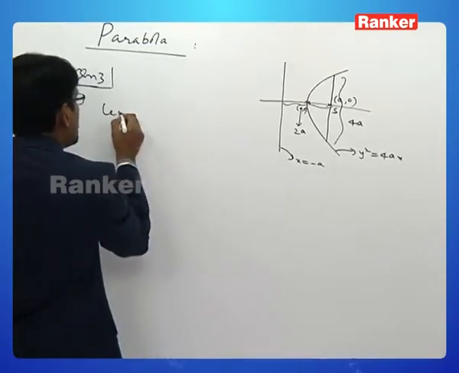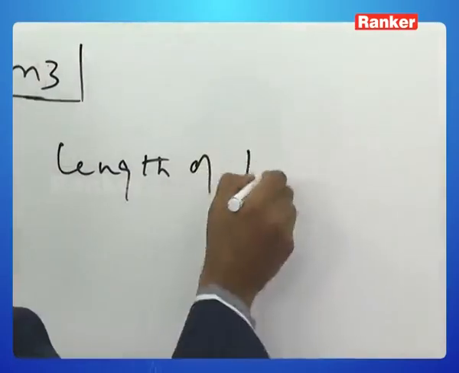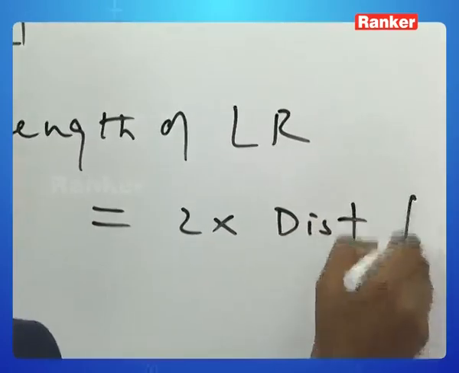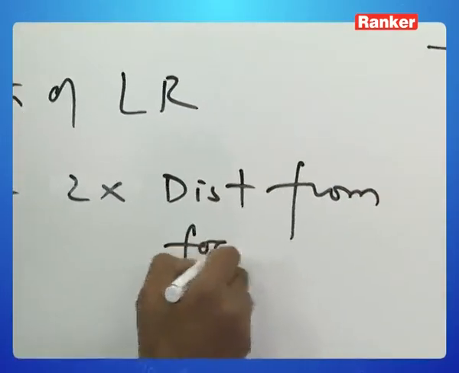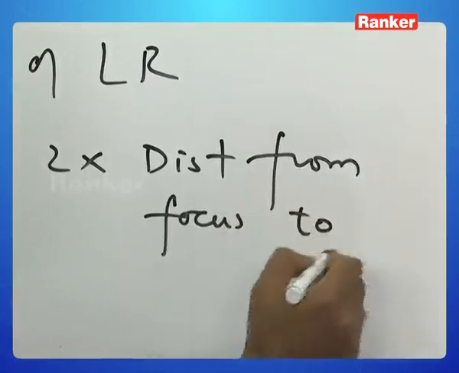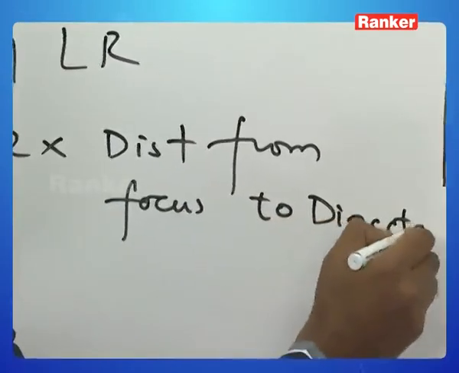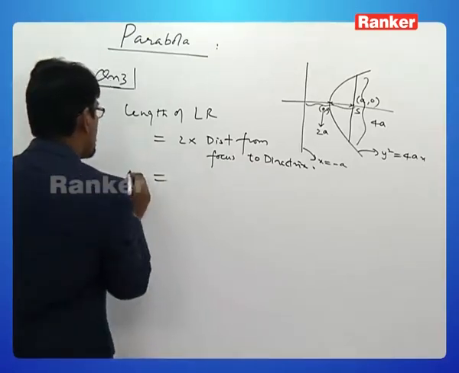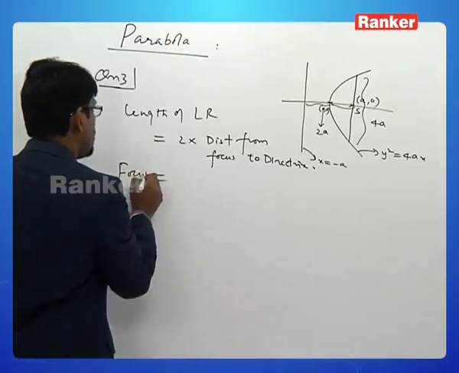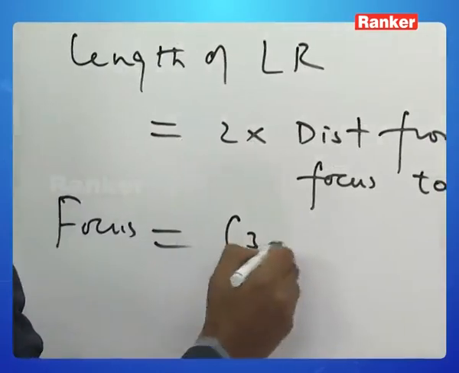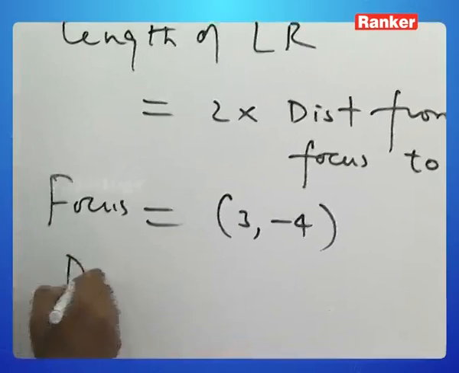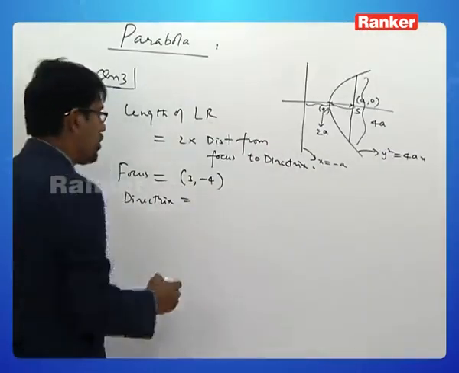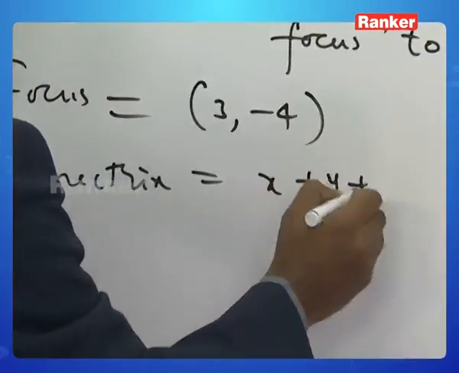So length of latus rectum is equal to 2 times the distance from focus to directrix. Okay. Now what is the focus given? Focus is given to be (3, -4). And what about the directrix? Directrix is given to be x + y + 7 = 0.